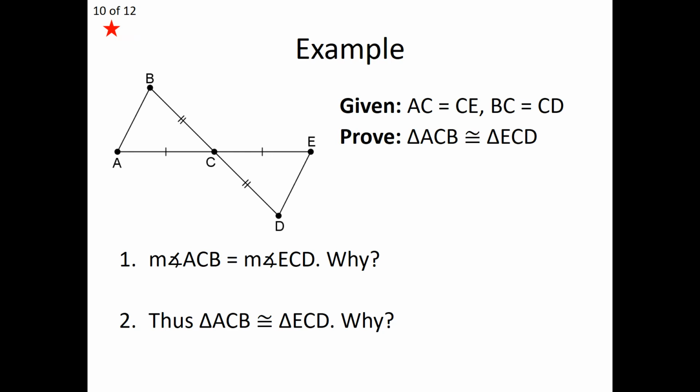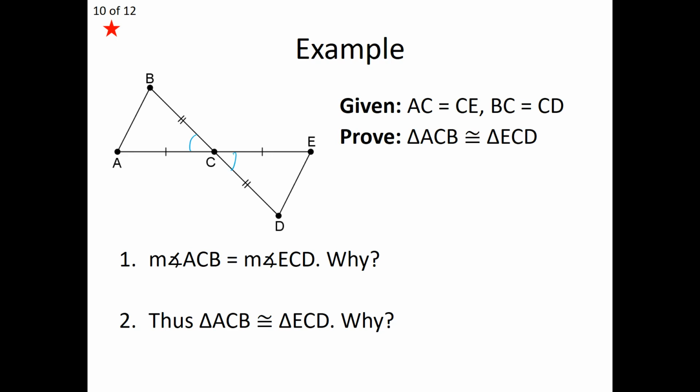Let's take a look at what we're given. We're given that our segment AC and CE are equal in measure, and also segment BC and CD are equal in measure. So notice that we're given two sides of one triangle are already equal to two sides of the other. Well, what we need then are the angles that are included. What are the two angles that are sandwiched in between the pairs of sides? Well, it happens to be those two angles. Notice anything special about those two angles?